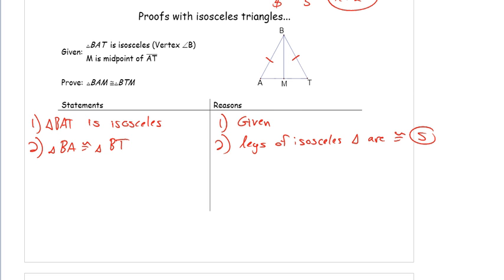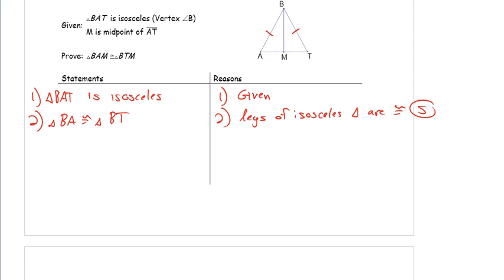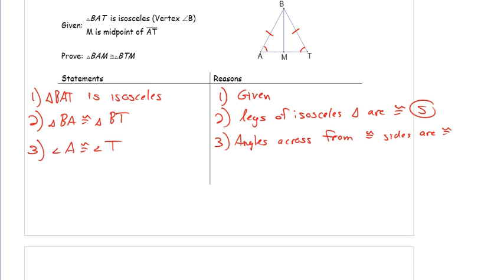Okay, keep going. There's actually more information you can get out of that. We know that the angles across from those sides have to be congruent. So we can say that angle A is congruent to angle T. Angles across from congruent sides are congruent. Okay, something like that. Again, doesn't have to be word for word. So now we just came up with an angle. So we have an angle, we have a side. Done with that. There's nothing else we can come up with from that isosceles triangle part.